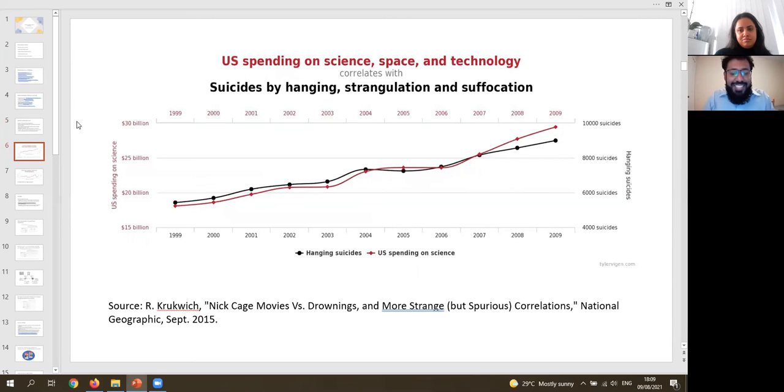Any opinions? No, I mean they can be correlated, but it doesn't really establish that specifically US spending is having that kind of effect on suicides. Exactly, you got it right. It can also be because there can be other variables considered. Yeah. So exactly the idea is as follows.